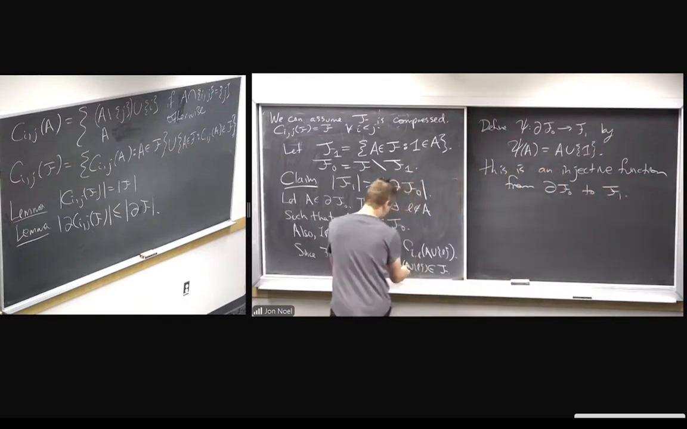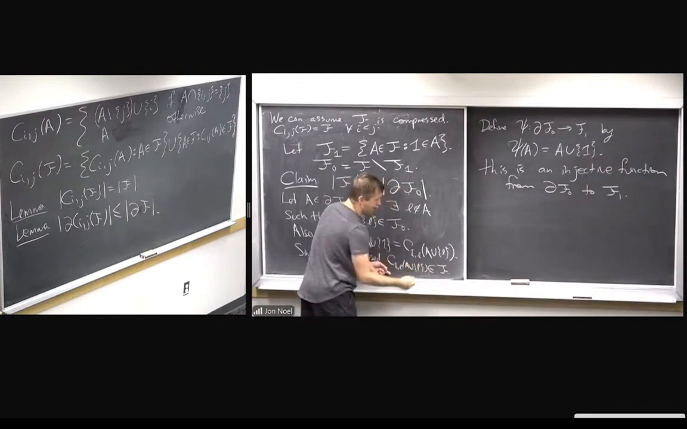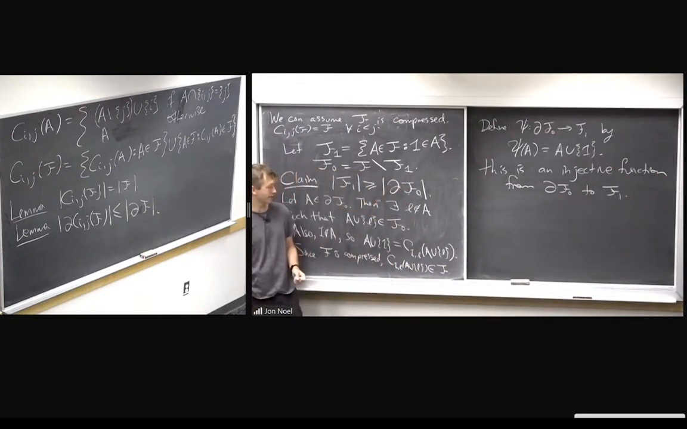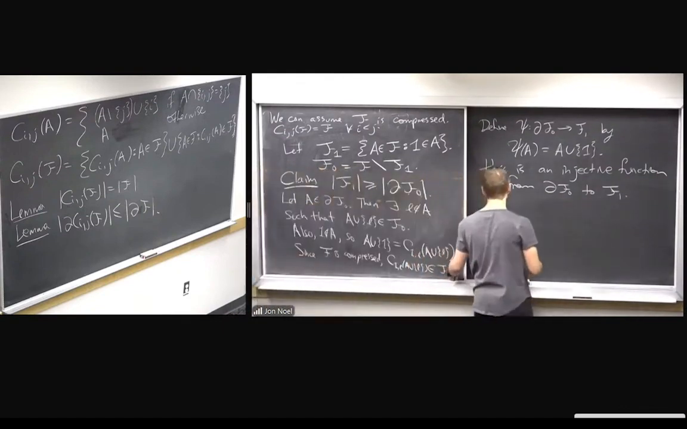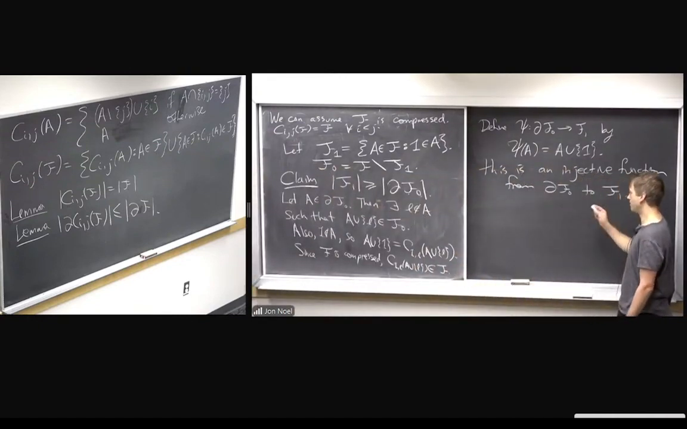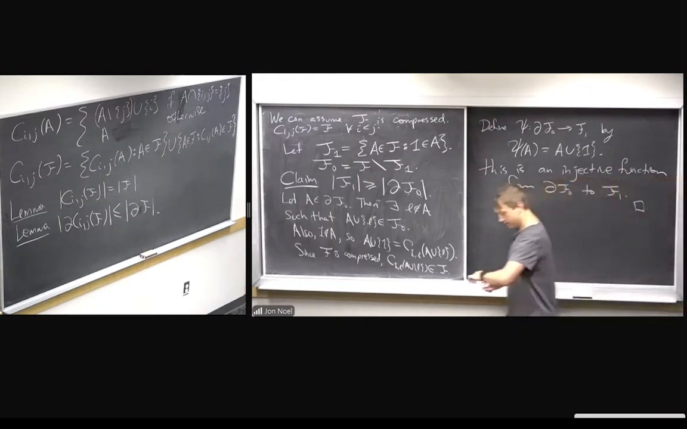When I say this is in F, really it's in F1, right? Because it has 1 in it. So that proves that claim. If I've got an injection, then the codomain has to be at least as big as the domain, right? Questions about that? Okay.